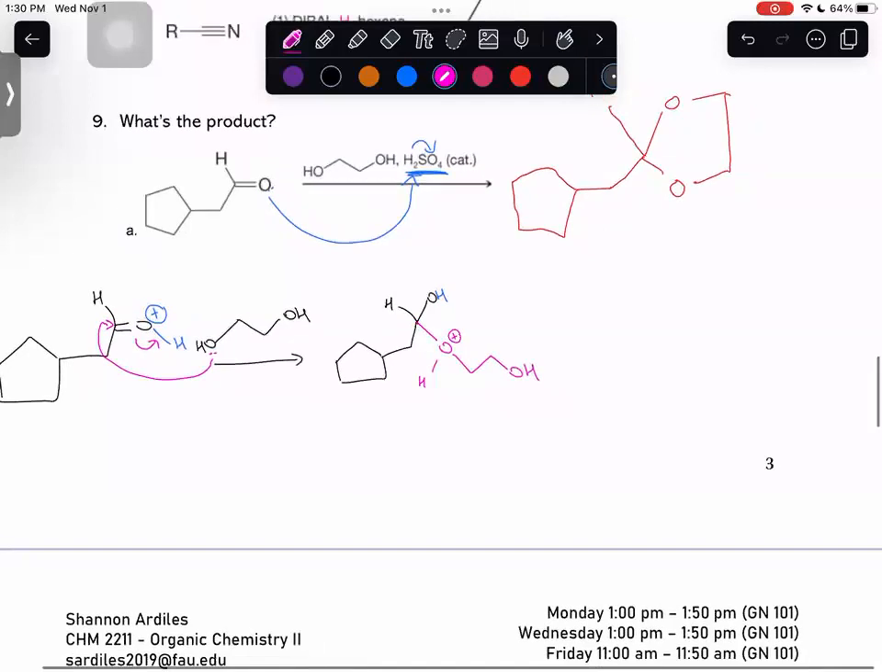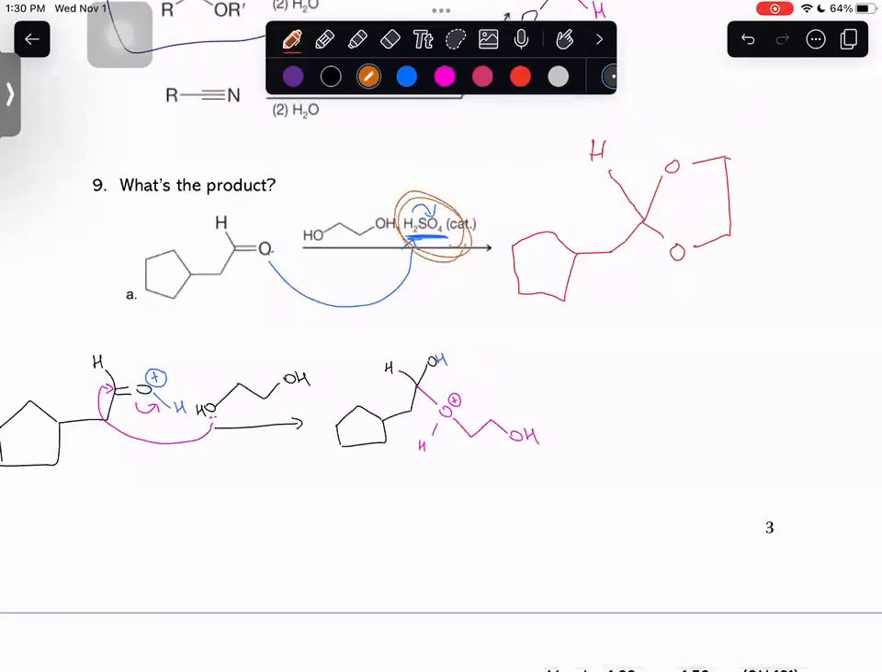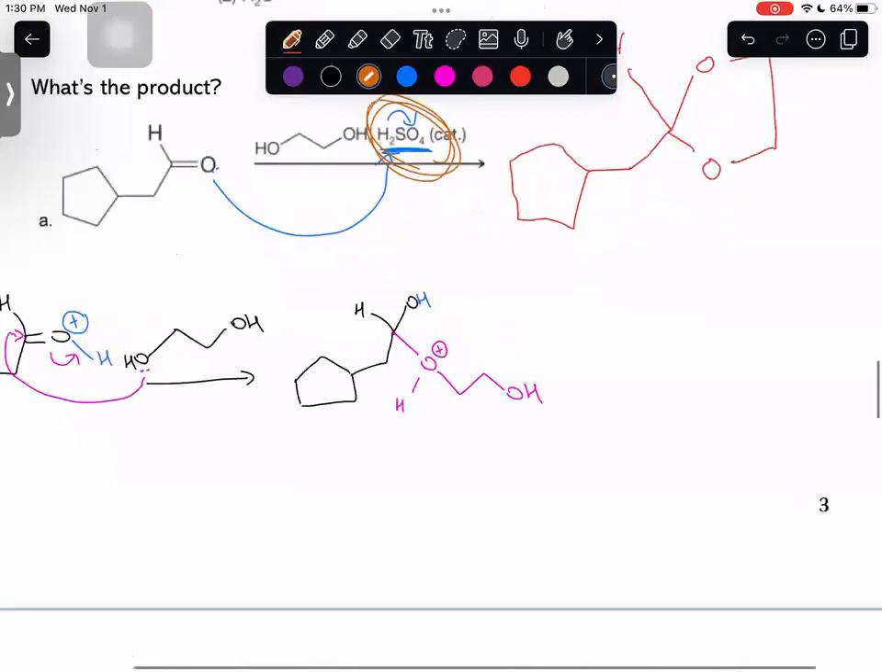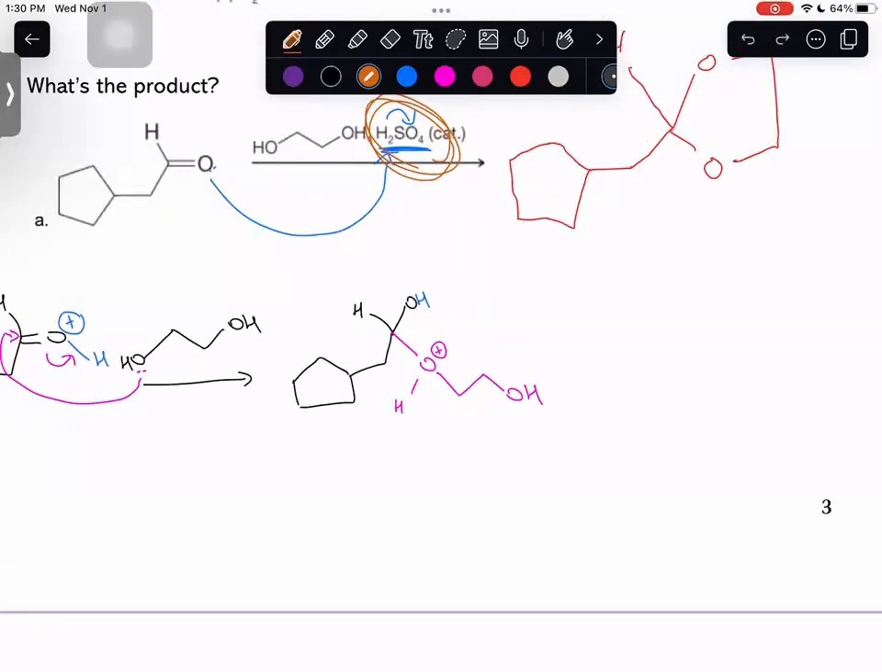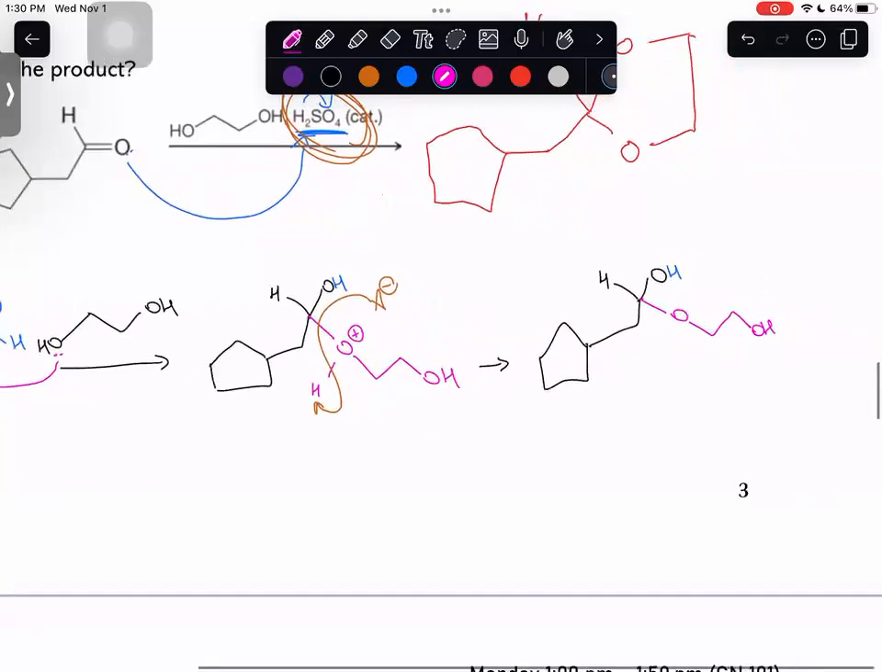So yes, we want to neutralize everything, so we can just assume that the conjugate base of the acid you were given is just going to take it away. So now we have this guy. Okay. So far, what's the name of that molecule that I just formed?